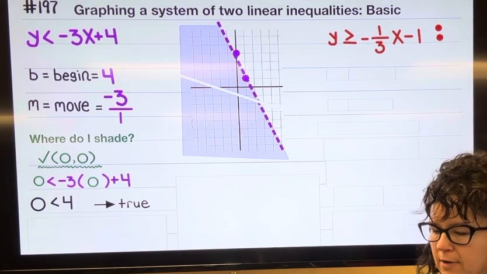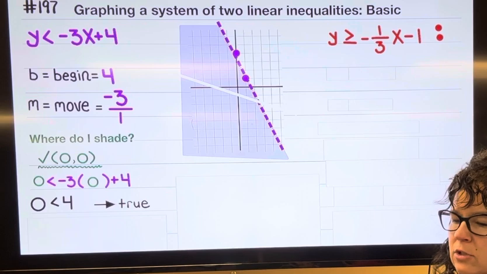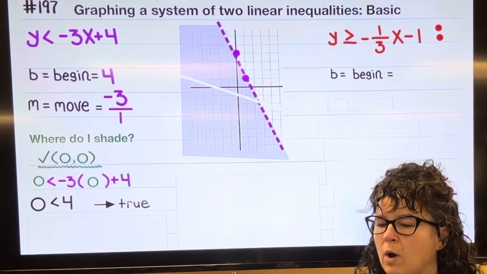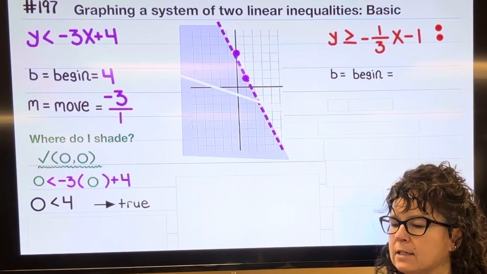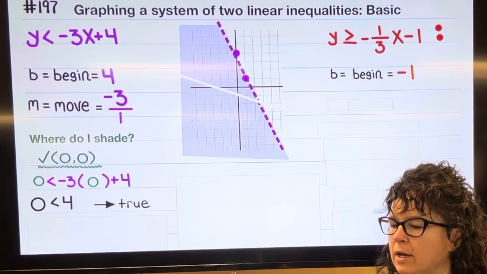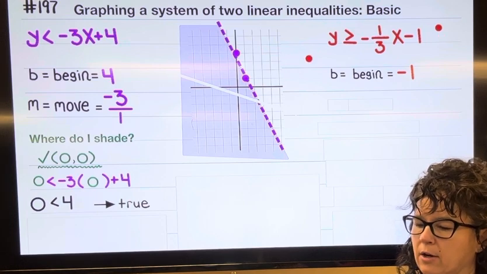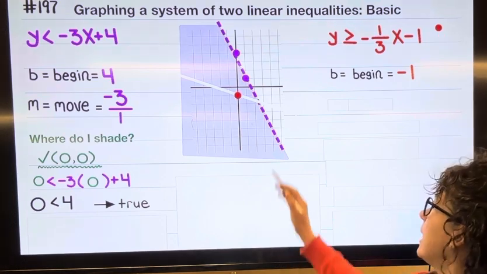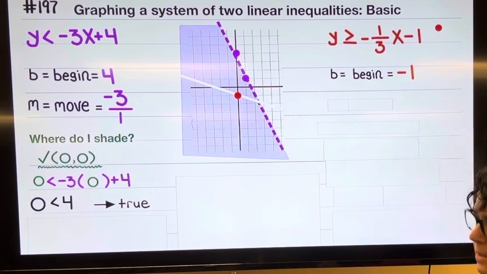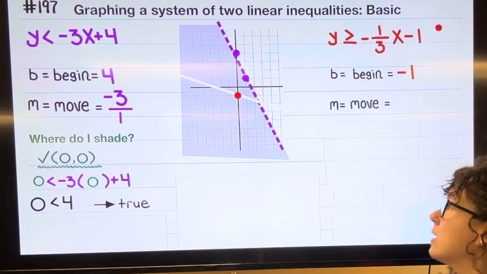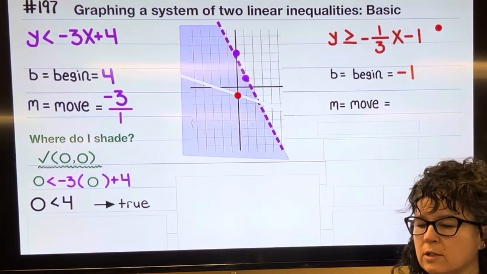So to graph, I'm going to once again start off with where I should begin, which is on the y-axis at -1. So let's grab a point here and go to -1 on the y-axis. Then from that point, I'm going to move. And when you move, you're using the slope.